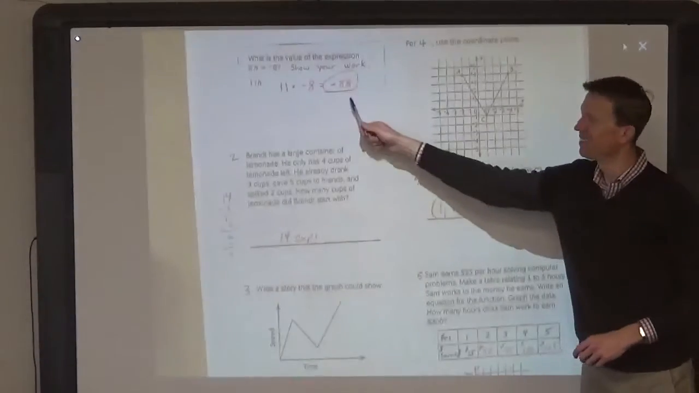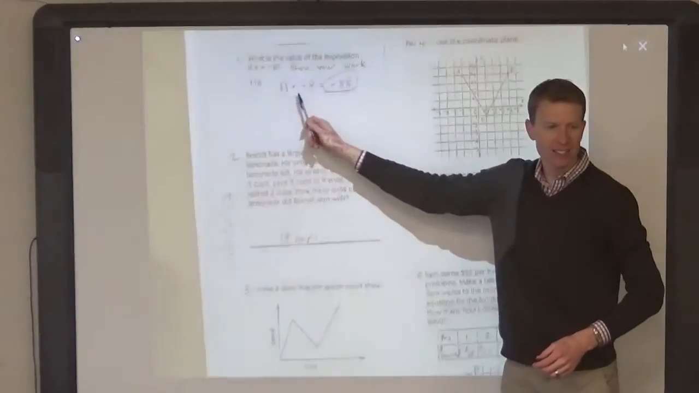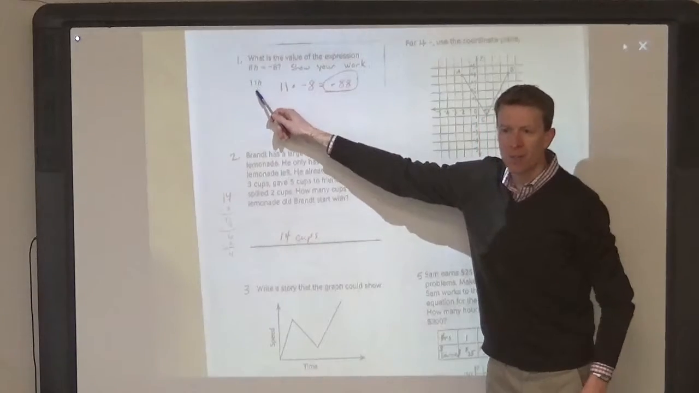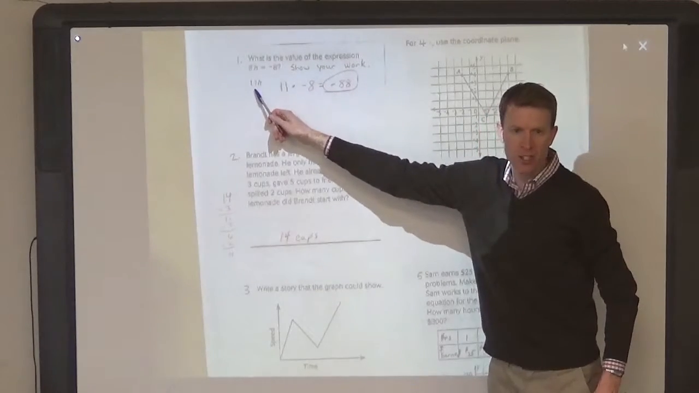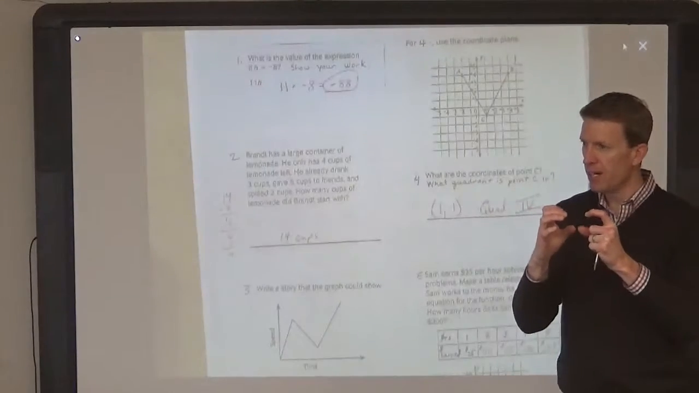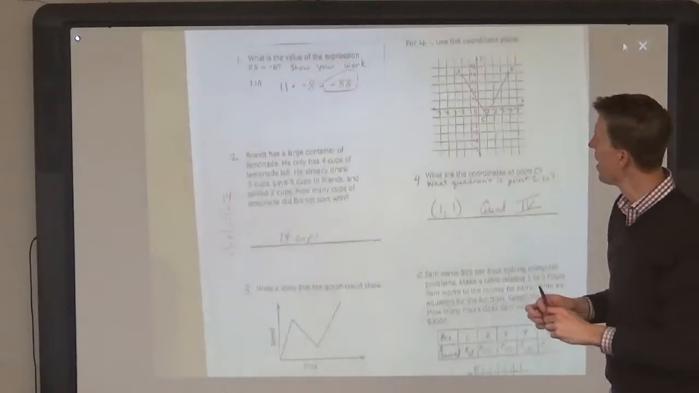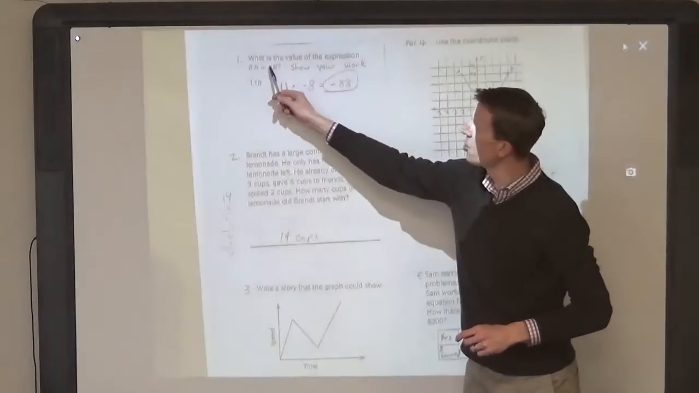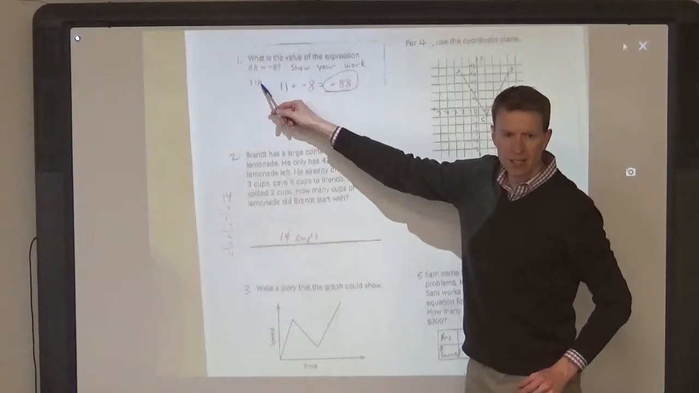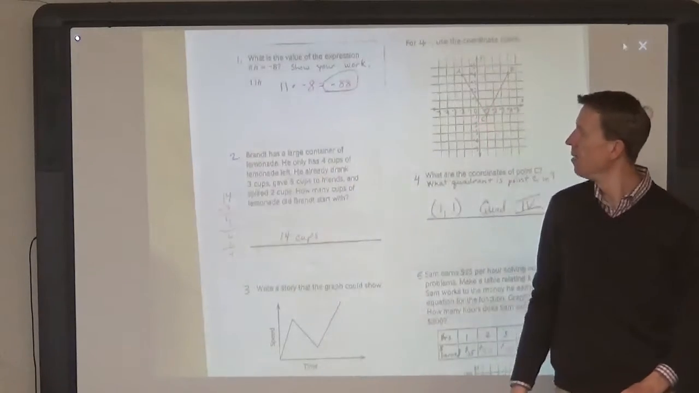Number 1 says show your work. So you have to show 11 times negative 8. 11h means 11 times h. Anytime you have a number right next to a variable, it means what? Times. It means multiply them. And then it tells you that h equals negative 8. So you put negative 8 in instead of h and do 11 times negative 8.